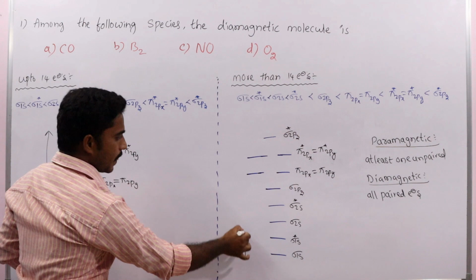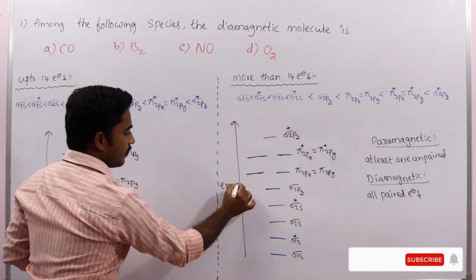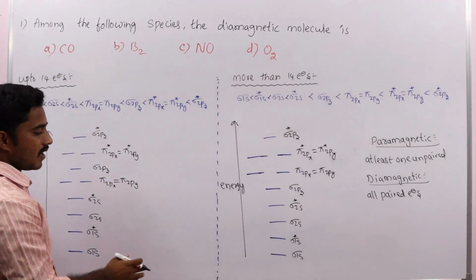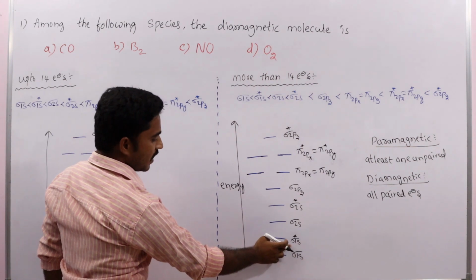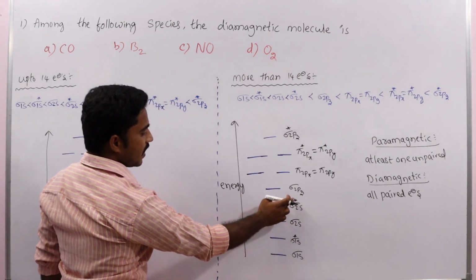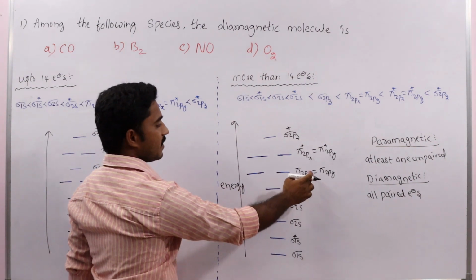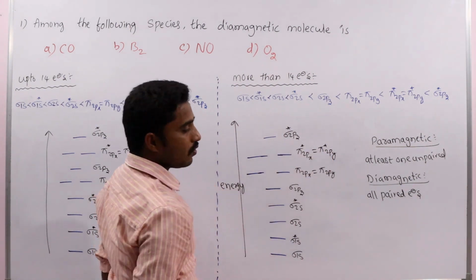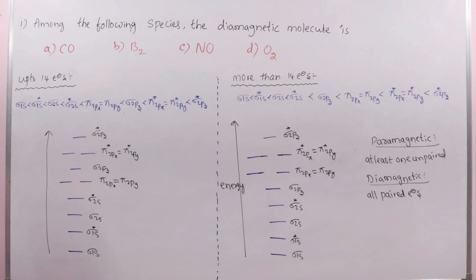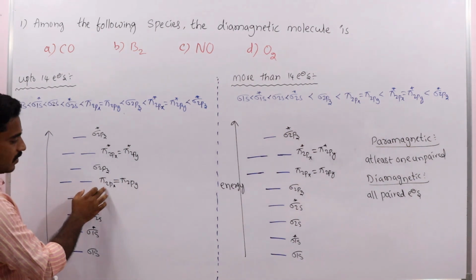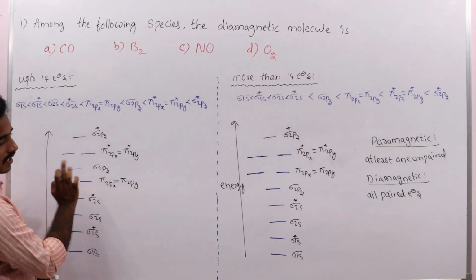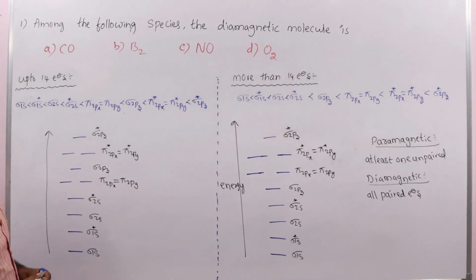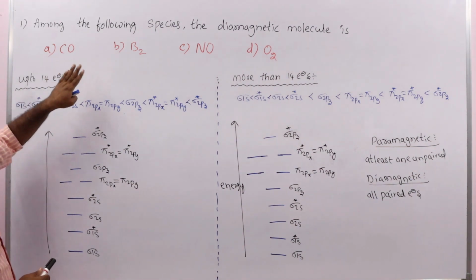This is one more energy order, for diatomic molecules which contain more than 14 electrons. In that: sigma 1s, sigma star 1s, next sigma 2s, next sigma star 2s, next sigma 2pz, next pi 2px equal to pi 2py, next pi star 2px equal to pi star 2py, next sigma star 2pz. When you compare these two diagrams, where is the difference? Between pi 2px equal to pi 2py and sigma 2pz. Only here is the difference. Remaining all are the same.